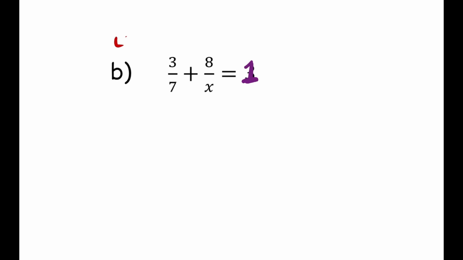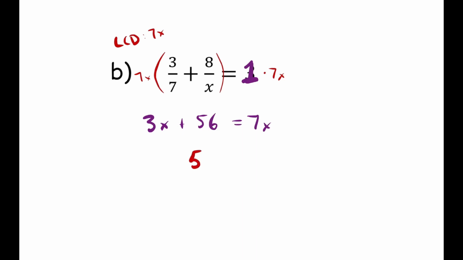We're going to find the least common denominator. That's going to be 7x. So I'll multiply everything on the left here by 7x. Multiply the right side by 7x, and we'll go ahead and solve this out. That's going to give us 3x plus 56 equals 7x. Go ahead, isolate the variable. We get 56 equals 4x, or x equals 14.